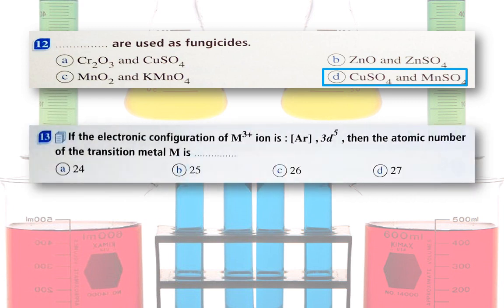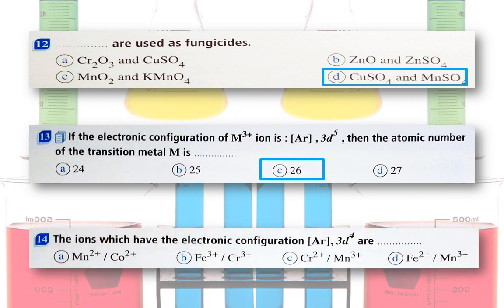We have another question, question number 13. If the electronic configuration of the M plus 3 ion is Ar 3d5, then the atomic number of the transition metal M is... I think it's easy. It loses 3 electrons, or oxidation number 3, so it loses 3 electrons from the d orbital, so the atomic number will be 26.